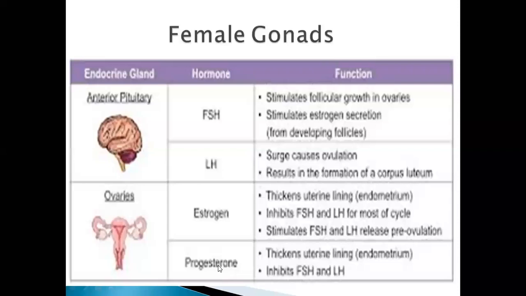Next is under secretion during pregnancy, which may lead to miscarriage. That's why this hormone is compulsory for a proper menstrual cycle. And second, for carrying the pregnancy, this hormone is also responsible. So under secretion of this can lead to the problems that I told you.